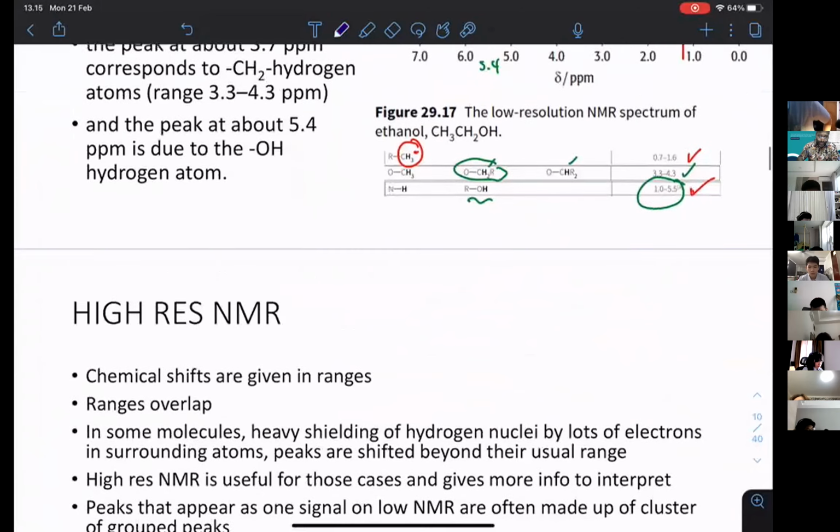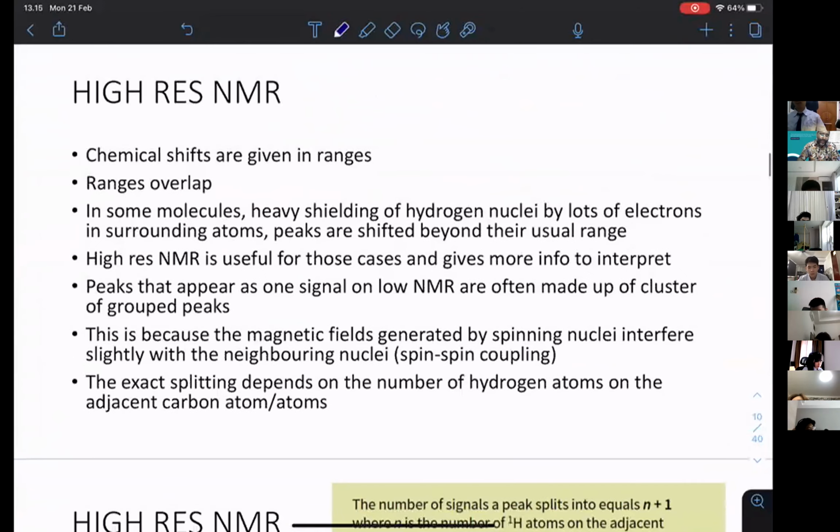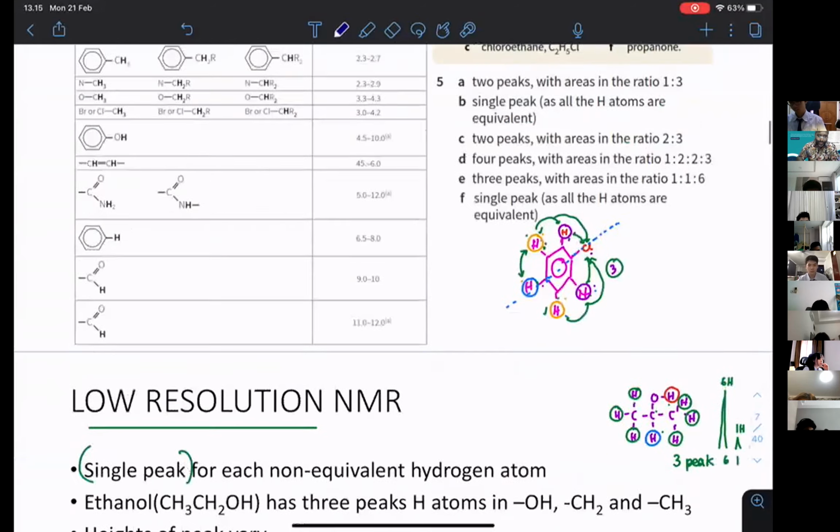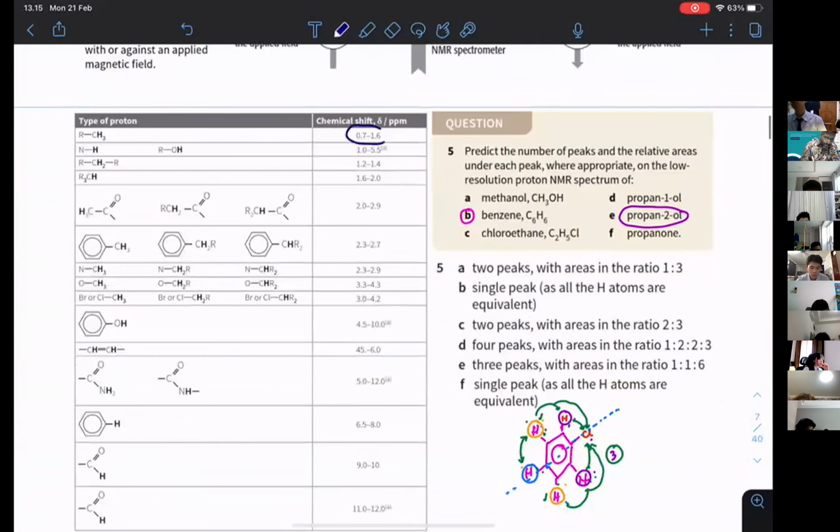But I will move forward. Here, this is going to be the high resolution or the HD, the high definition version, where they can give you more information. You can see more detail. What are the details? Generally, chemical shifts are given in ranges. Even for low resolution, all of them are given in the form of a range. Because of this, sometimes the ranges overlap.